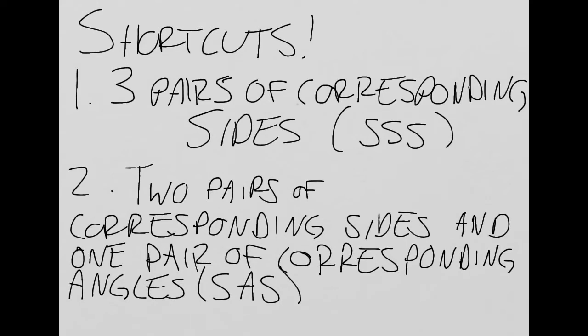So one of them, and this is for triangles, is that if we can show that three pairs of corresponding sides are congruent, then the triangles are congruent. So that's the side, side, side congruence. We can also show that if two pairs of corresponding sides and one pair of corresponding angles is congruent, then the triangles are congruent, and that's the side angle side congruence.